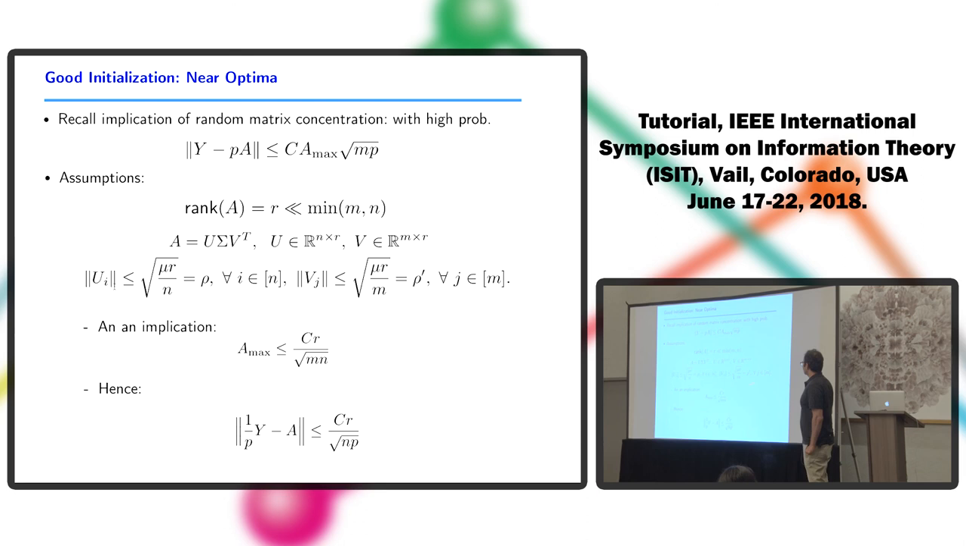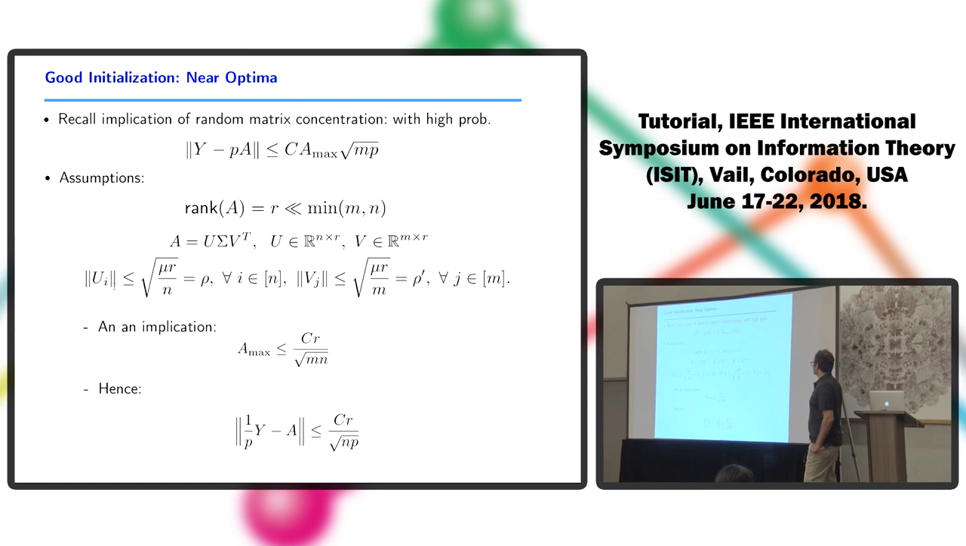But because of that, effectively, it suggests that the maximum value of A cannot be more than R divided by square root of MN. Okay? So this is an implication of this. And that means that this quantity is no more than a constant times square root of MP divided by square root of MN. And when I divide by 1 over P, I get this quantity.